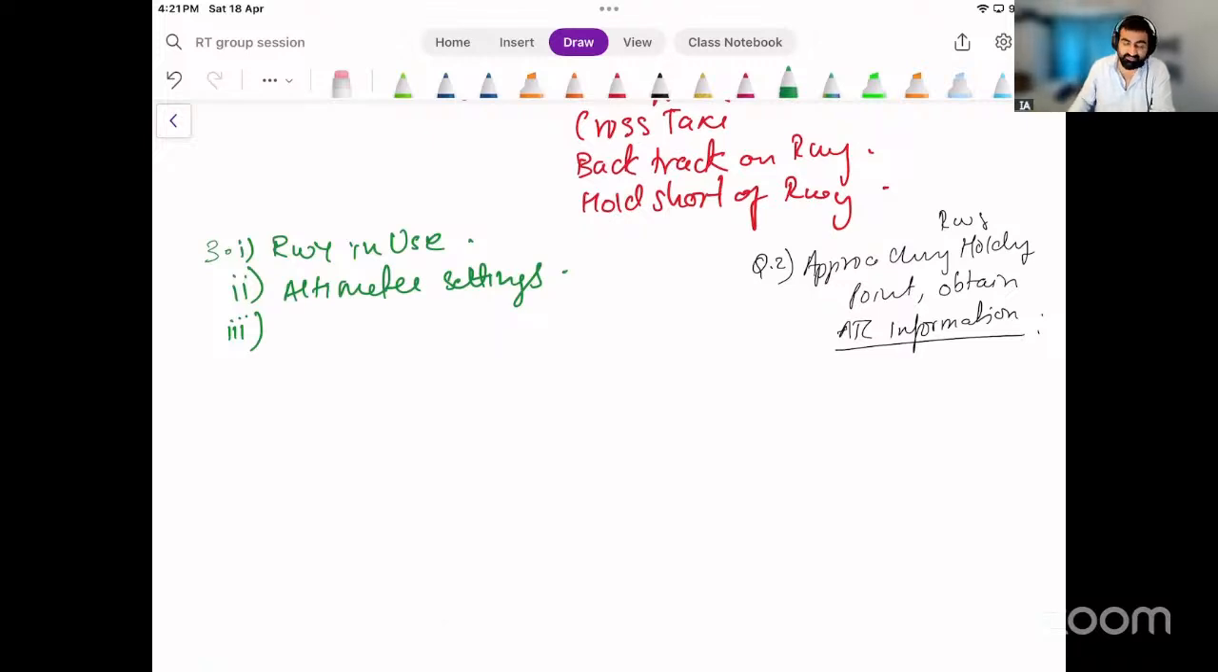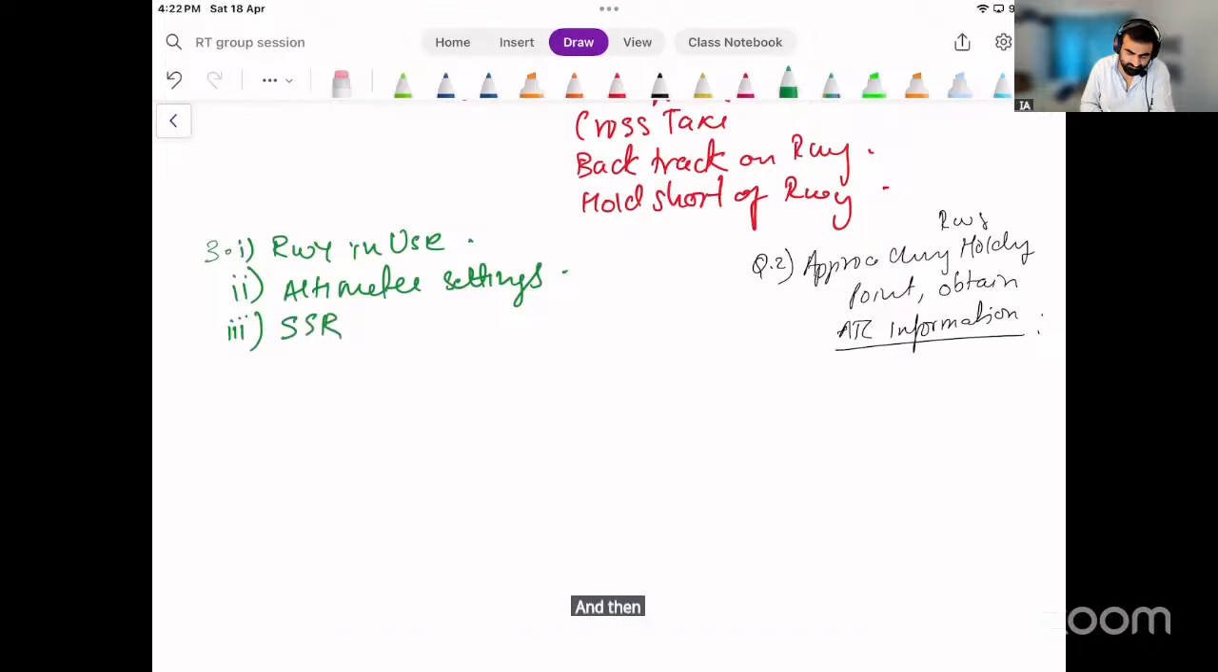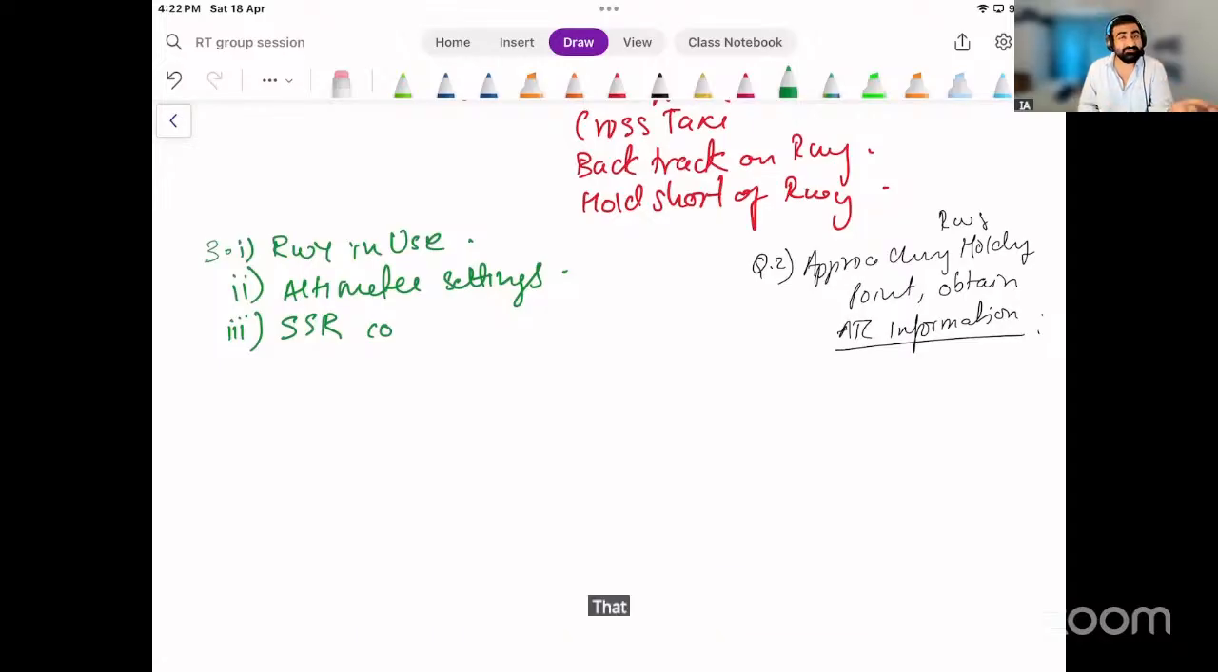In the meantime, let me add a couple more points. There are altimeter settings that will need a readback, and then SSR codes. What are SSR codes? Secondary surveillance radar. The transponder code that we talk about is the SSR code.